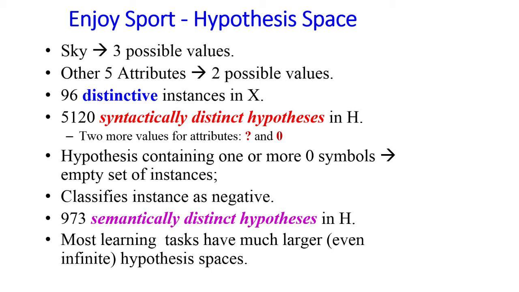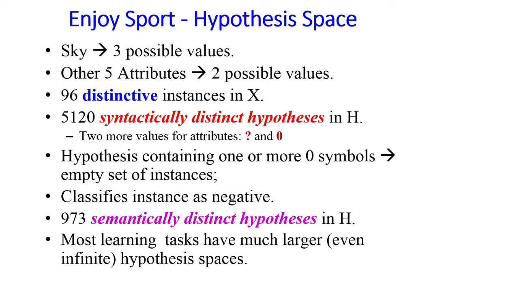5120. Every hypothesis containing one or more null symbols represents the empty set of instances. It classifies every instance as a negative instance. We will separate this null symbol set, so we will get 973 semantically distinct hypotheses in capital H. In case of distinct instances, that is 3 into 2 into 2 into 2 into 2 into 2, we will add one more, that is the question mark set, and the null set we will separate. That's why it is shown as 1 plus 4 into 3 into 3 into 3 into 3 into 3. That will constitute 973 semantically distinct hypotheses in capital H.